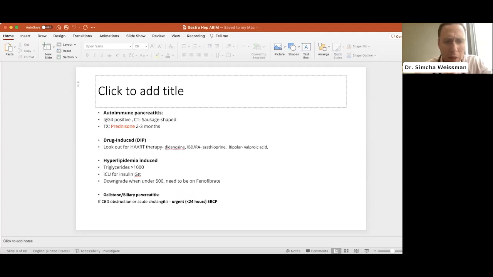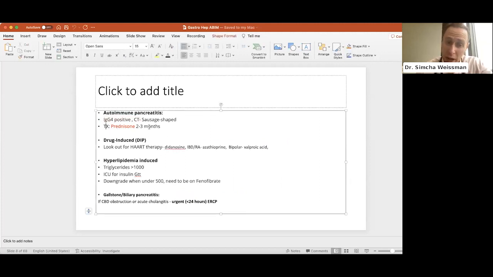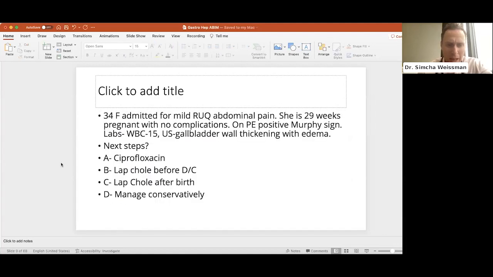Okay. Some other types of pancreatitis: autoimmune. You've got to get an IgG4. Don't forget about the prednisone for treatment. Drug-induced pancreatitis, look for didanosine, one of the big HAART medications. Some of the IBD drugs and valproic acid cause it. Hypertriglyceridemia-induced: you diagnose with triglycerides over 1,000, and they're going to need an insulin drip in the ICU to get their triglycerides down.